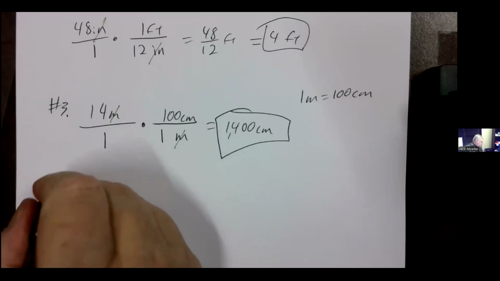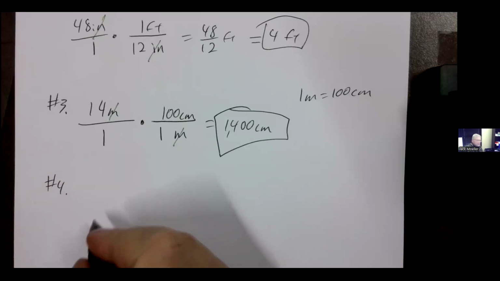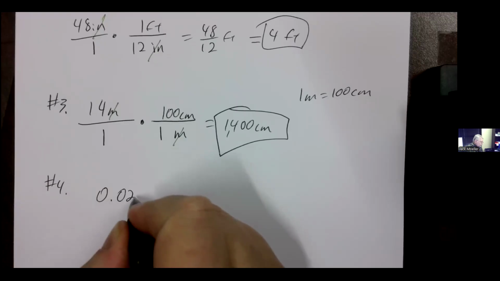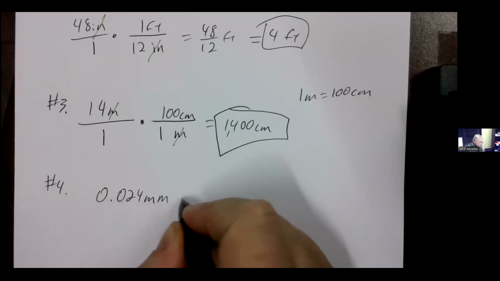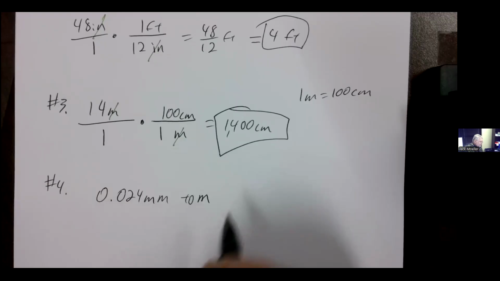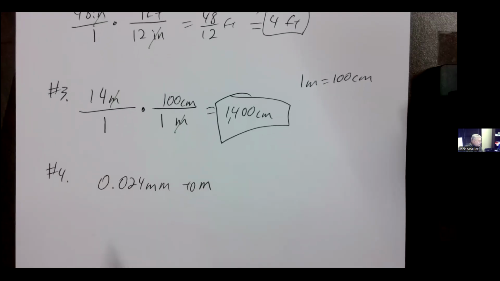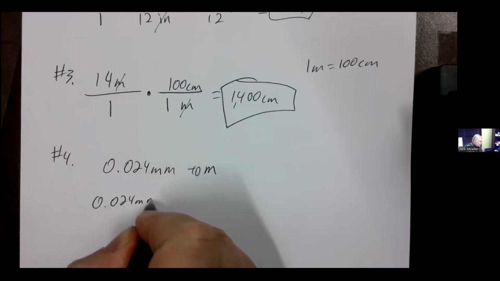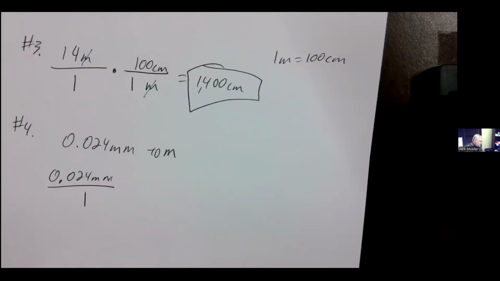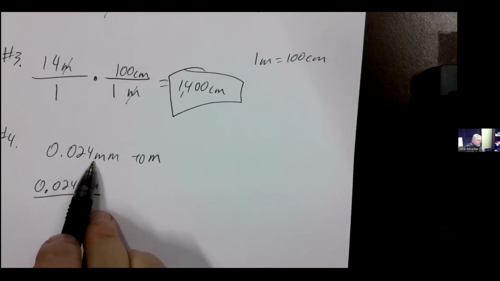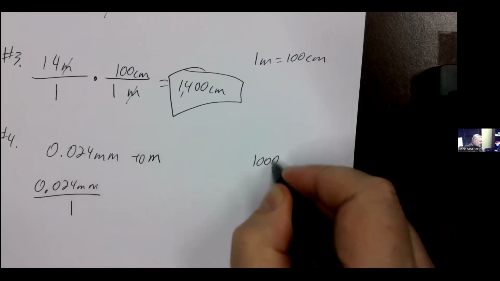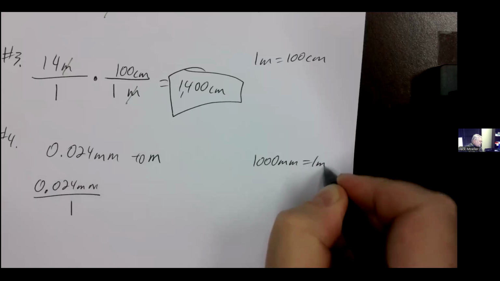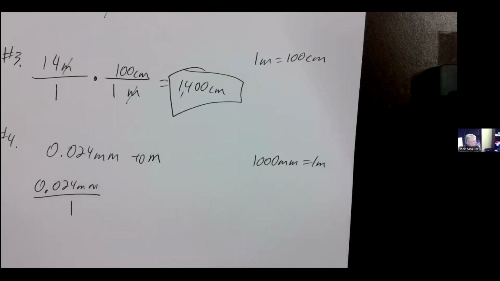The next one, sometimes decimals throw us off. So this is 0.024 millimeters to meters. Again, you need to be able to read your metric stuff. So we're starting with 0.024 millimeters over 1. And now what does milli mean? Milli means 1,000th. So there are 1,000 millimeters in 1 meter. A millimeter is maybe the width of that pen tip, maybe smaller.